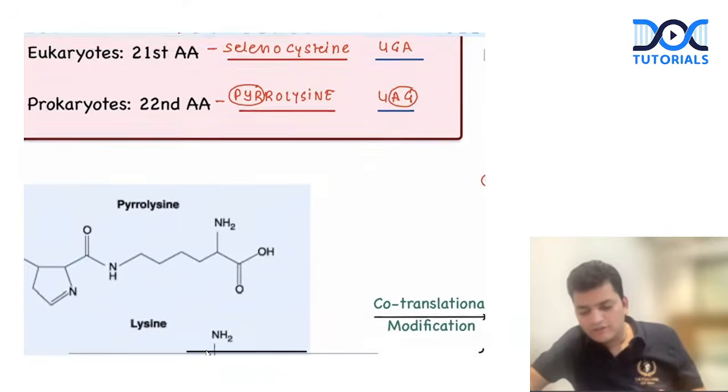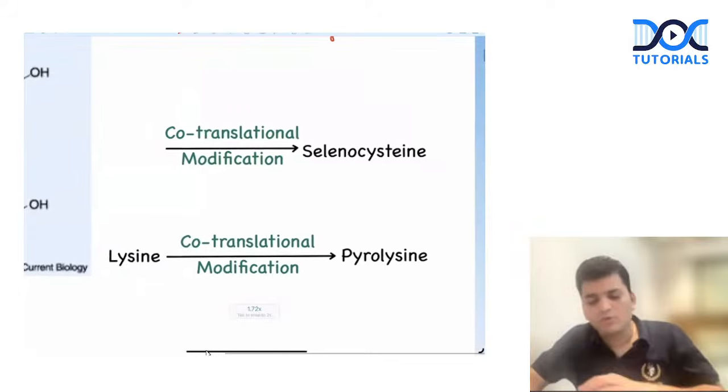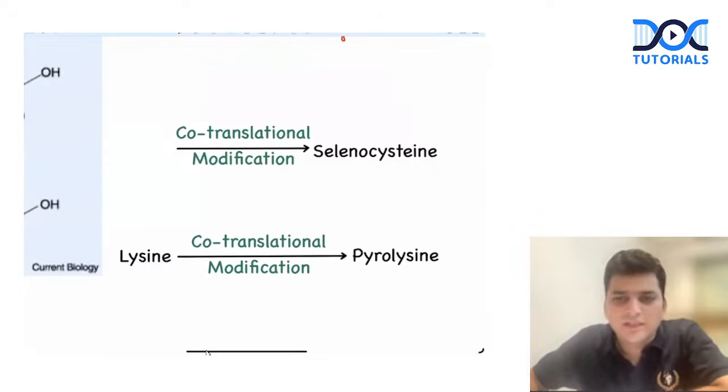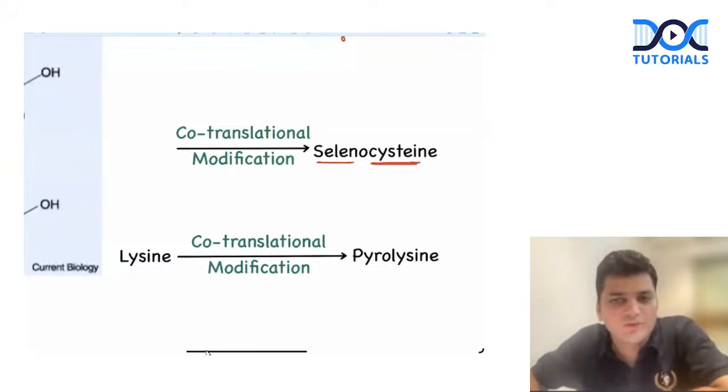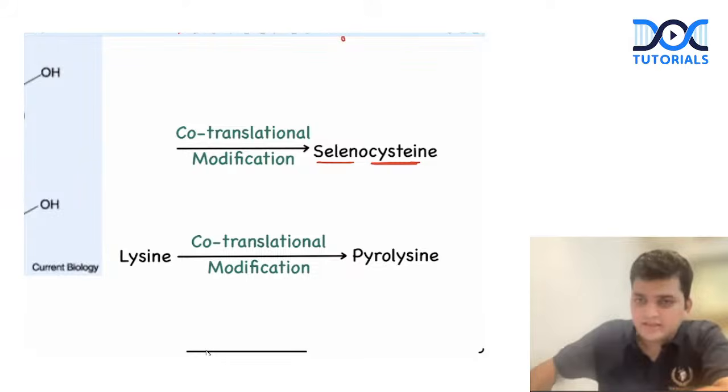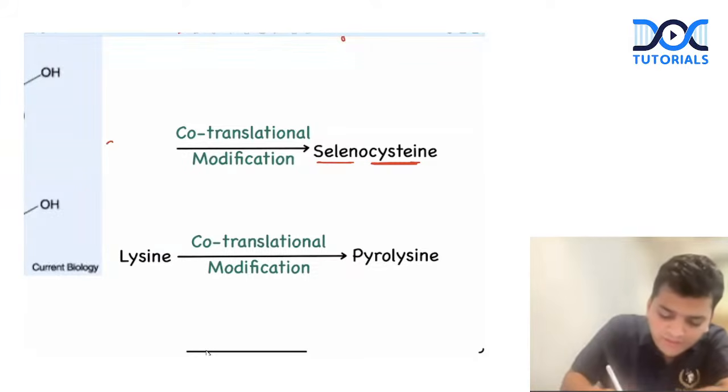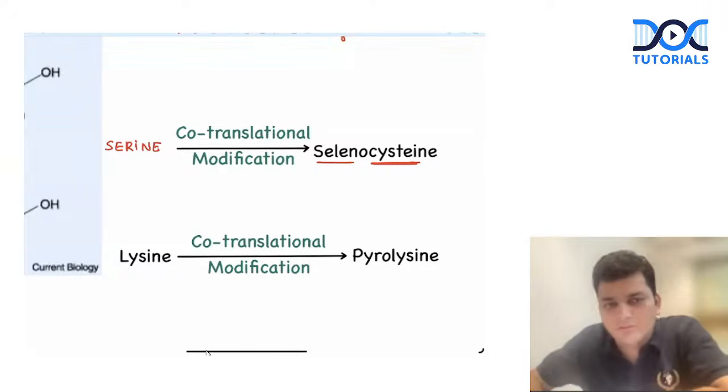One more question: selenocysteine, what do you think it is made up of? Selenium or cysteine? What is the precursor amino acid of selenocysteine? Selenium, cysteine, or both? Yes, the answer is none. The precursor amino acid is serine. It is made from serine. From serine, we make selenocysteine by doing some co-translational modification.